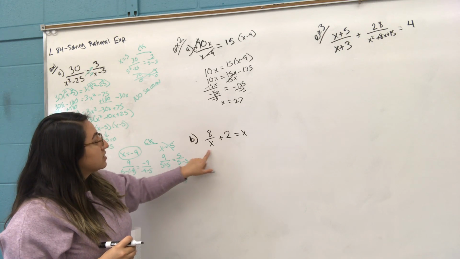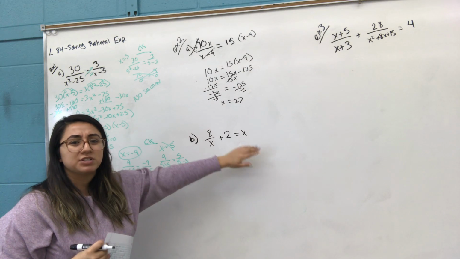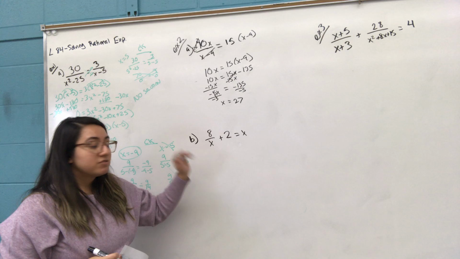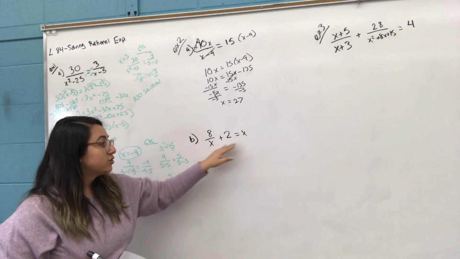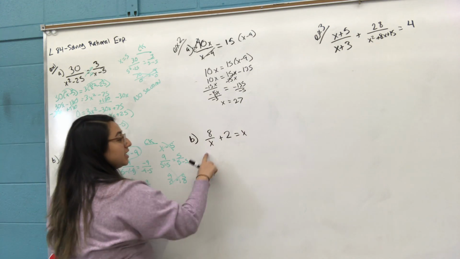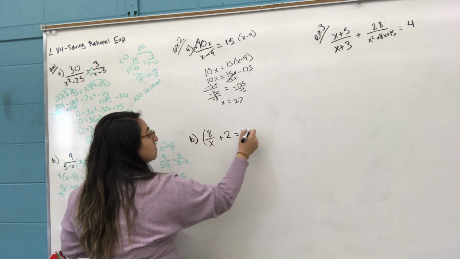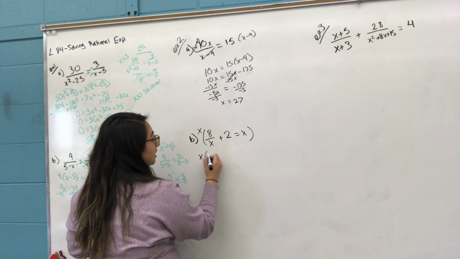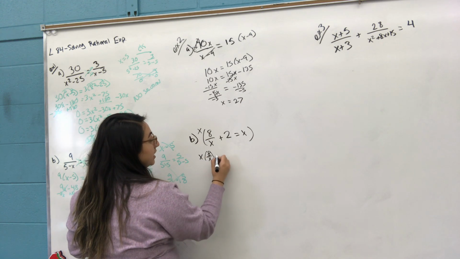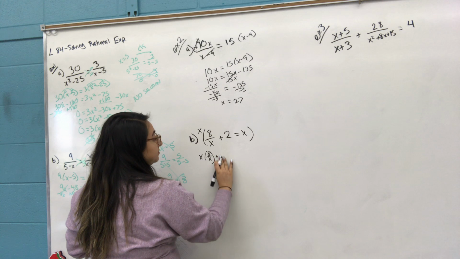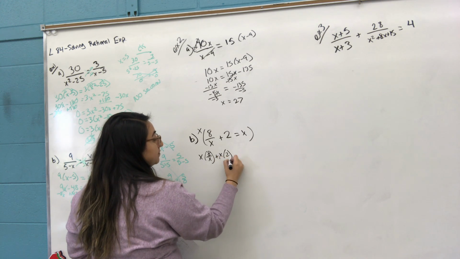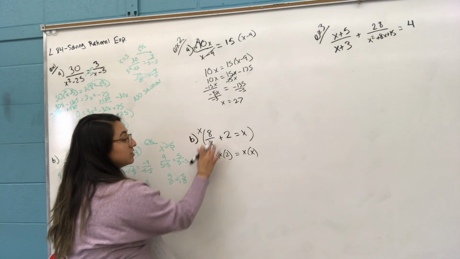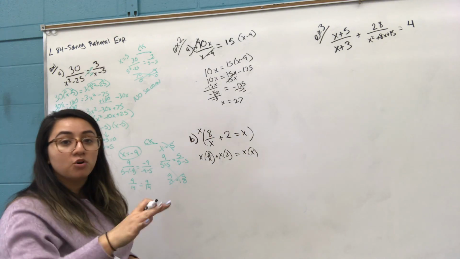B, 8 over x plus 2 is equal to x. It says equal to 2, but that's not correct. It's actually equal to x. So now we have to find the common denominator. This is not fractions. To find a common denominator, you look at it, and it's x. So what you do is you multiply every term by the common denominator. So if I were to show you, I have x times 8 over x plus x times 2 equals x times x. You're multiplying x to each one of these terms. You have to multiply the whole equation by it.